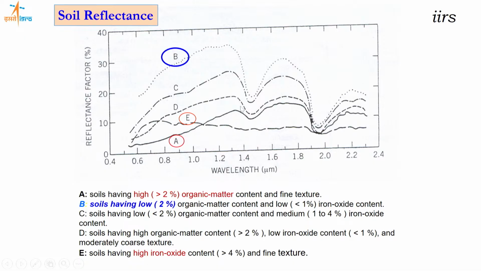or you are getting absorbance at 1.5 and 1.9 micrometer. Actually 1.4 and 1.9 micrometer wavelength region, we get the absorbance of the radiation because of water content present in the soil. So you are getting low reflectance because of water content.